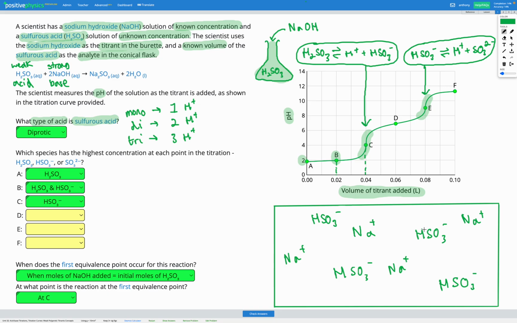Okay, so now we keep adding NaOH. So I'm going to add 2 more NaOH, again split up into its ions because it is a strong base. And now there's no H2SO3 left for the OH- to react with, but it can react with the HSO3-. So now we're going to have this reaction happening. They're going to react together to form SO3 2- and H2O.